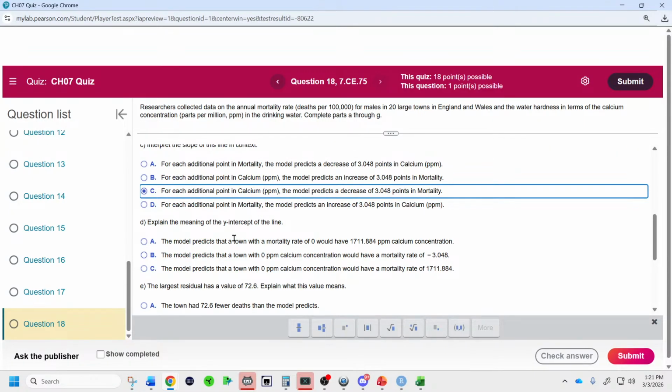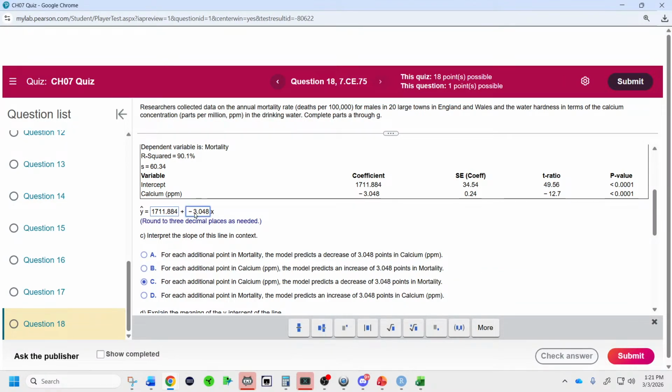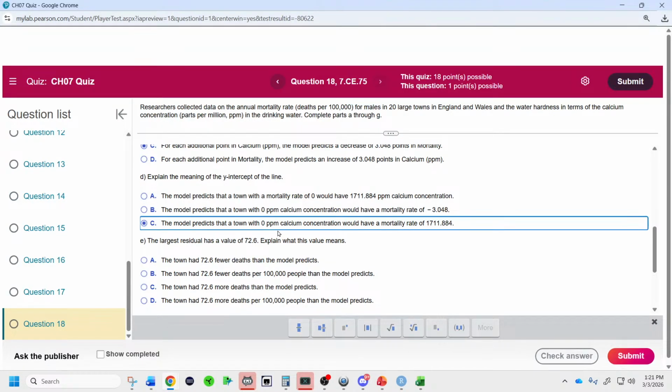What does the intercept mean? The intercept would be a town with no calcium would be predicted to have a mortality rate of 1711.884. Just think, if you put 0 in for X, well then 0 times this is 0, and then you have the predicted mortality rate. So that should do it right there.